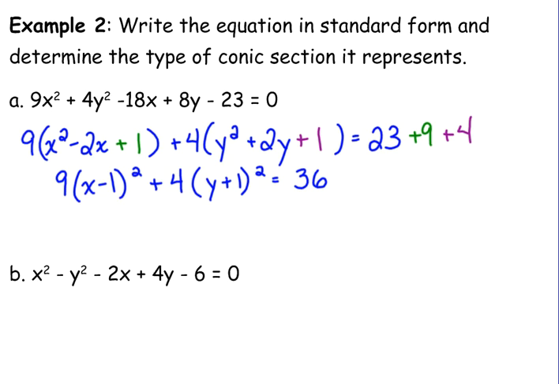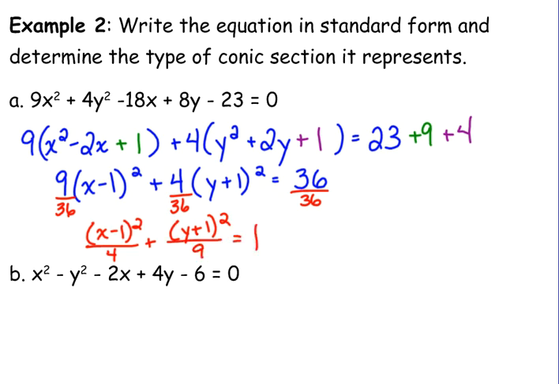Ellipses are equal to 1. So we go through and divide by that number right there. So 9 over 36 reduces to 4, so this is x minus 1 squared over 4. 4 over 36 reduces to 1 over 9, so this is y plus 1 squared over 9 is equal to 1. So it is an ellipse.